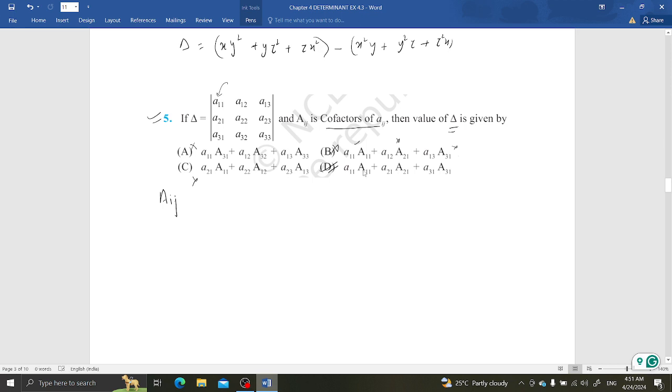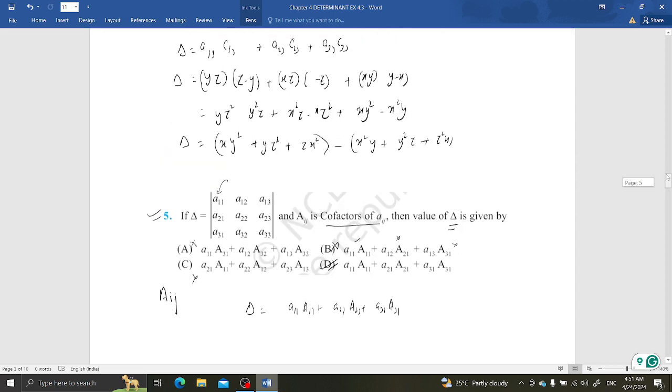And we observe also that the determinant value they are giving is A11 cofactor, A21 cofactor, A31 its cofactor. Okay, here element multiply with its corresponding cofactor, multiply with its corresponding cofactor, multiply with the corresponding cofactor. Okay, hence we are getting the determinant here. Okay, so I hope you understand all the 5 questions and the concept of this 4.3 exercise.